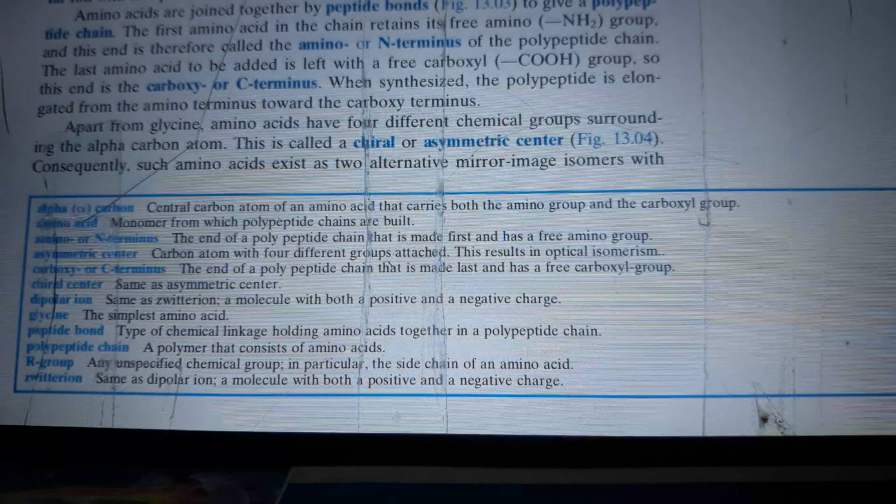Amino acids are joined together by peptide bonds to give a polypeptide chain. The first amino acid in the chain retains its free amino NH2 group, and this end is therefore called the amino or N-terminus of the polypeptide chain. The last amino acid to be added is left with a free carboxyl COOH group, so this end is the carboxy or C-terminus. When synthesized, the polypeptide is elongated from the amino terminus toward the carboxy terminus.